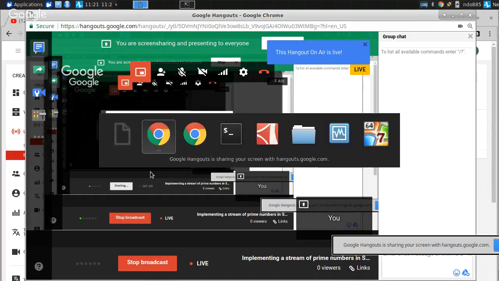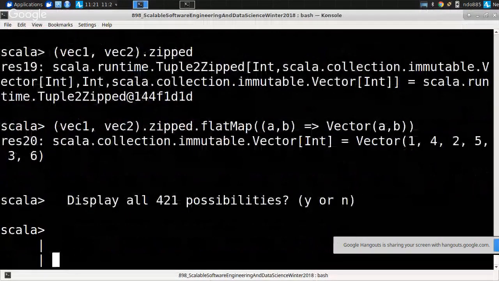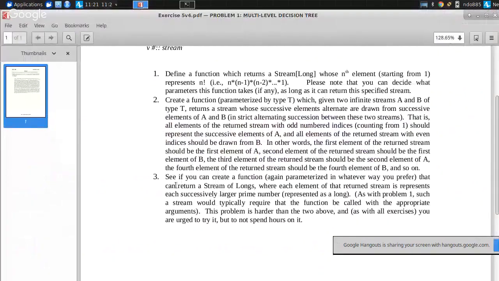Okay, so, ladies and gentlemen, we're now on the third part of exercise 5. We're being asked to create a function, parameterized in whatever way, that returns a stream of long numbers, where each element of the return stream represents a successively larger prime number. Prime numbers being those numbers that are not divisible by anything except 1 and the number itself, right? And so this is going to be a stream giving successive primes. However many primes we want, it will give them to us.